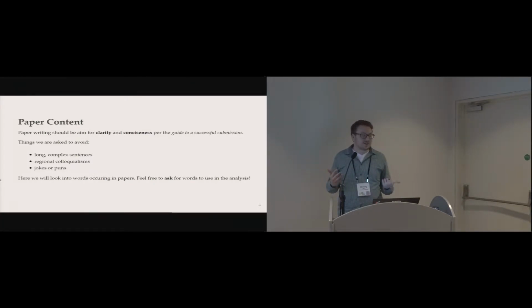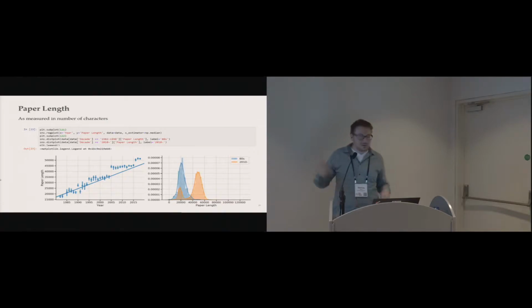For paper content, there's also quite a bit of advice people have out there. So every year there's a guide for a successful submission that the conference has on their website, where we are asked to write with clarity and conciseness, and for example, to avoid puns or colloquialisms. And again, it's really hard for us to find puns, but long and complex sentences, yeah, that's something we can do.